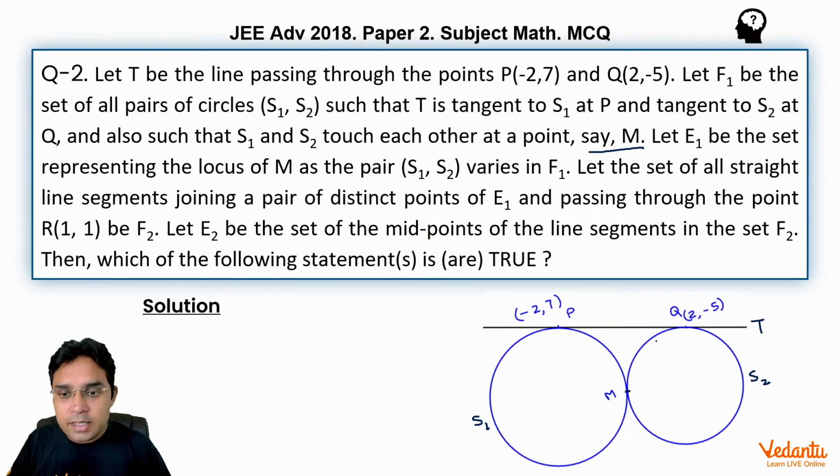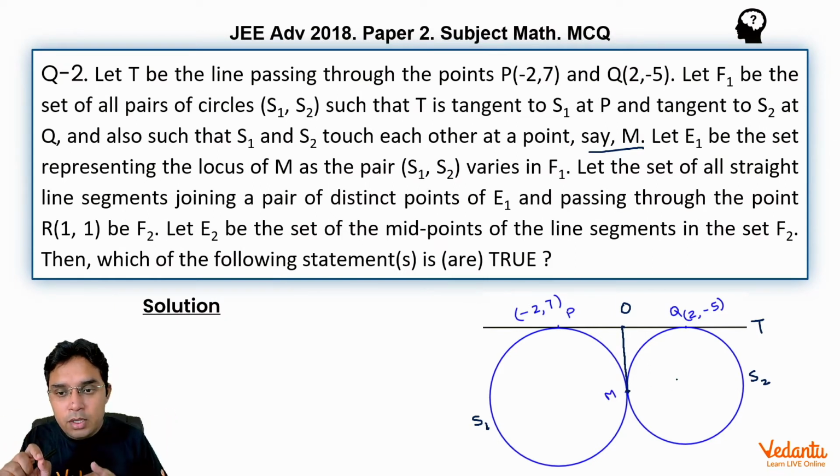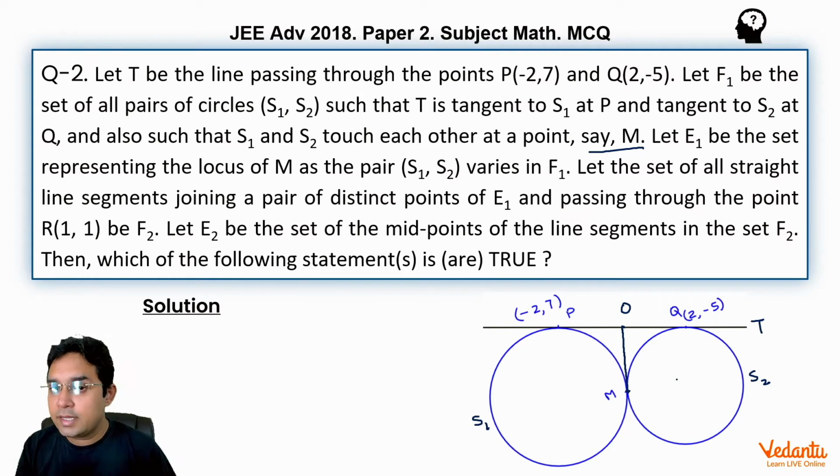Now to understand this, let me draw a common tangent at M to both the circles S1 and S2, and let us assume it meets this tangent T at point O. Now because these circles are touching each other externally, this OM has to be its radical axis. So the length of the tangent from O to both the circles should be equal.